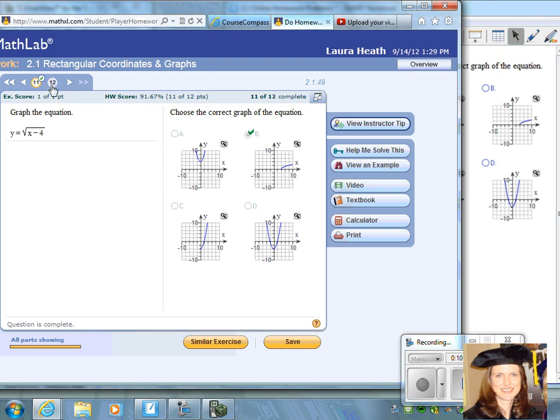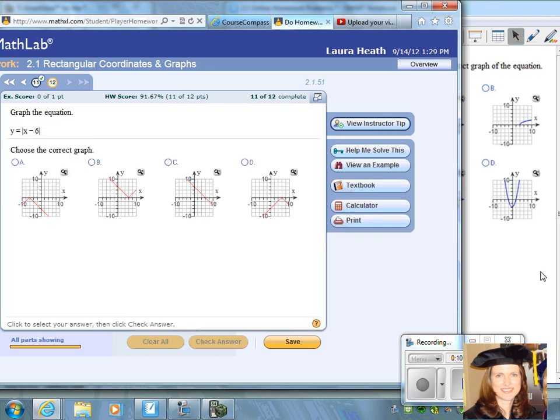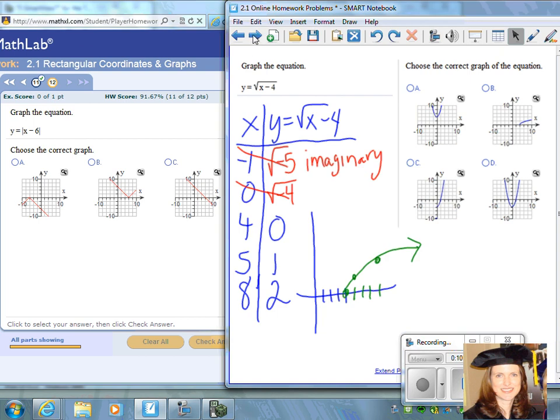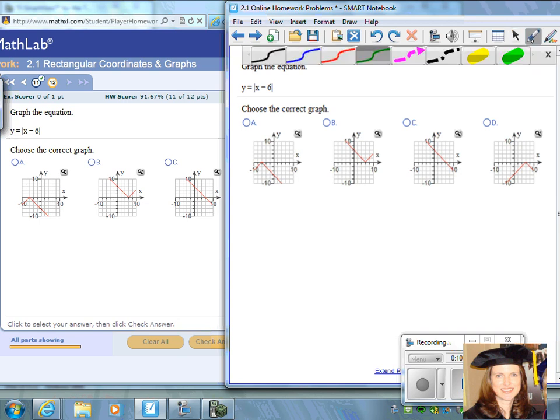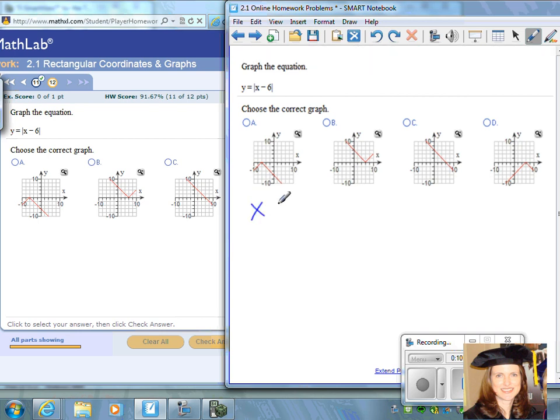Well, finally, our last question for section 2.1 is an absolute value graph. We want to graph the equation and choose the correct graph. Y is equal to the absolute value of x minus 6. And again, I would typically make a table of values and plot some numbers here. But I want to make sure I choose enough numbers to get a decent looking graph. Oops, let's make a table.